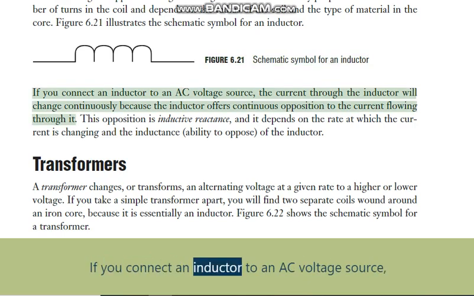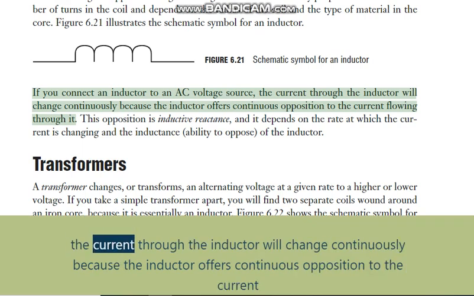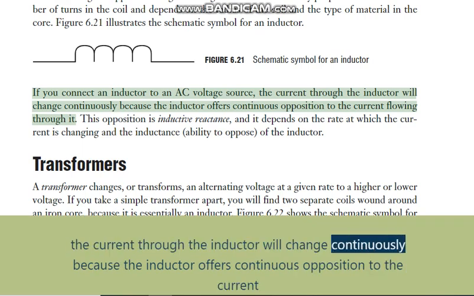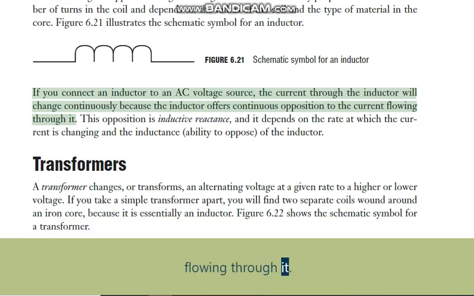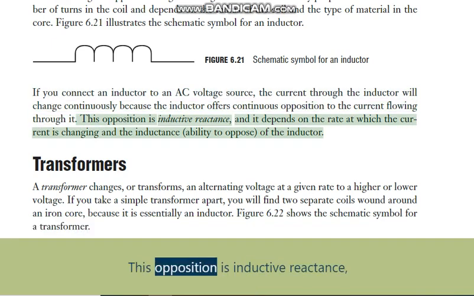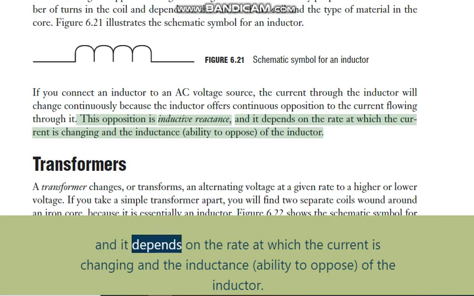If you connect an inductor to an AC voltage source, the current through the inductor will change continuously because the inductor offers continuous opposition to the current flowing through it. This opposition is inductive reactance, and it depends on the rate at which the current is changing and the inductance, ability to oppose, of the inductor.